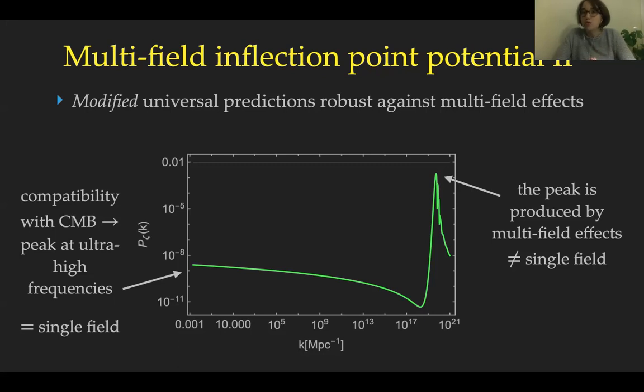What is common between the single field and the multi-field scenarios is that the compatibility with the CMB locates the peak in the power spectrum at ultra high frequencies. So again, these modified universal predictions, we have found them to be robust against multi-field effects. And again, for the models to be compatible with the CMB, they need to exhibit a peak at ultra high frequencies.